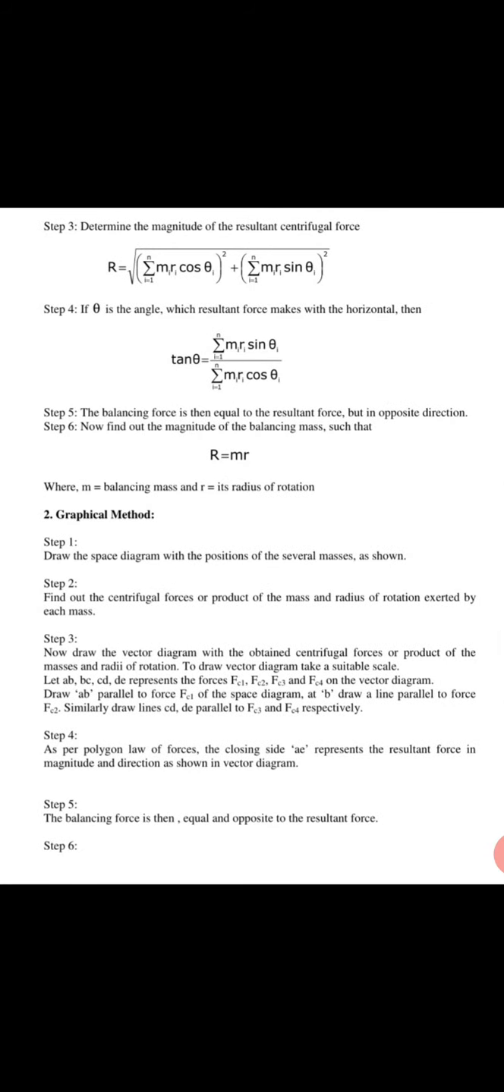Now step 3, determine the magnitude of the resultant centrifugal force R. So the magnitude of the resultant centrifugal force R is the resultant of mr, equal to the square root of the summation of mi cos theta i, the whole square, plus the summation of mi sin theta i, the whole square.